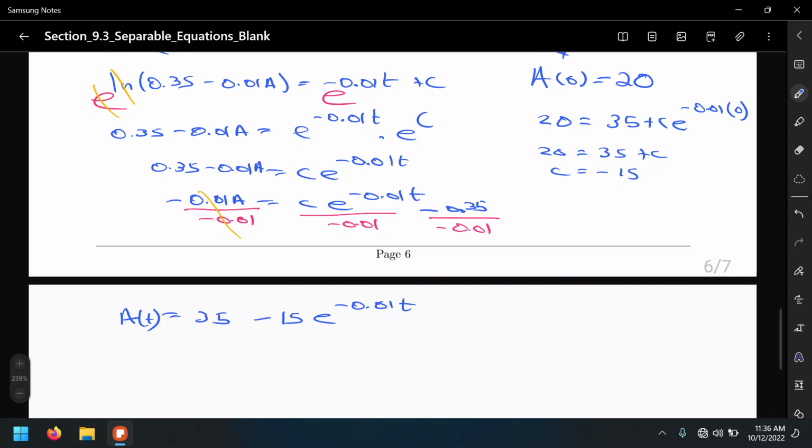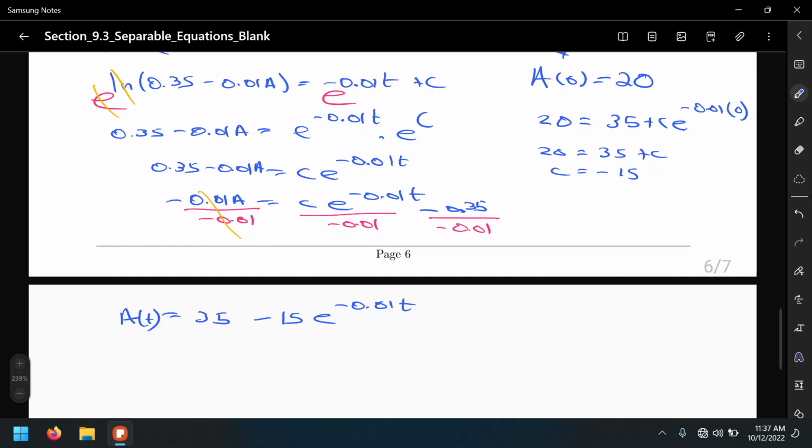Now, let's answer part A. What is the amount of alcohol after 1 hour? So what do we need to do to figure that out? Any ideas? What do we plug in? 60. Be careful with the units, because notice all these rates were given in gallons per minute.